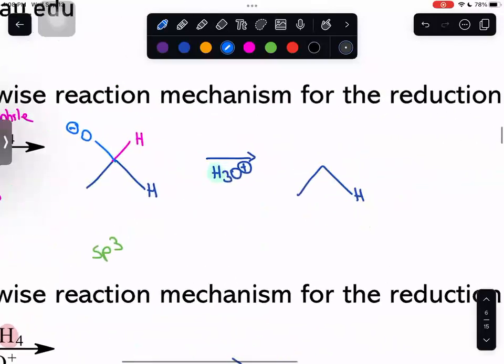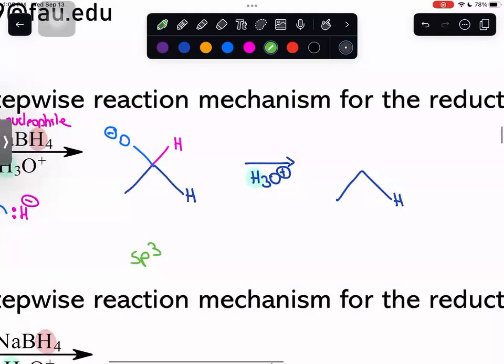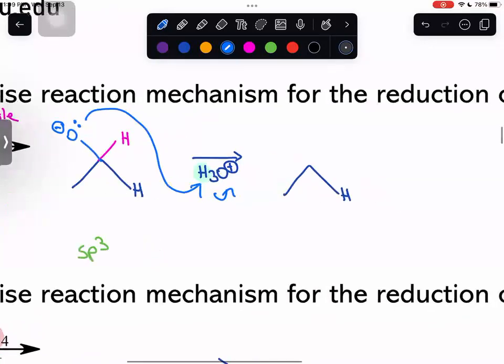Okay. So after that, we can see that everything is pretty much stable. The only thing that we have to neutralize is that oxygen, right? So that's going to be when the solvent comes into play, which was H3O+, right? So it's just going to be a simple acid-base reaction. Lone pairs just attack that hydrogen, and then you're able to create this guy.